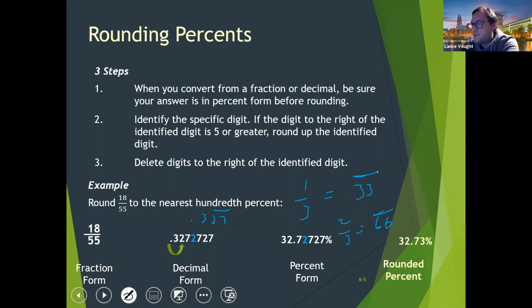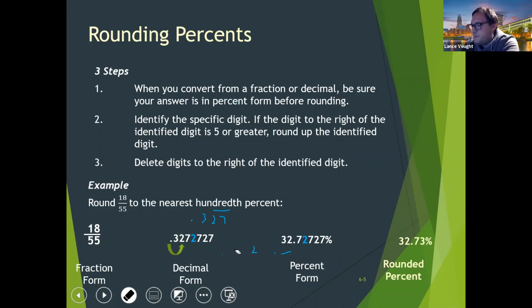So that's why. So this really means 0.3272727. That bar just means those numbers underneath it repeat themselves into perpetuity. So in this case, we were rounding to hundredths.